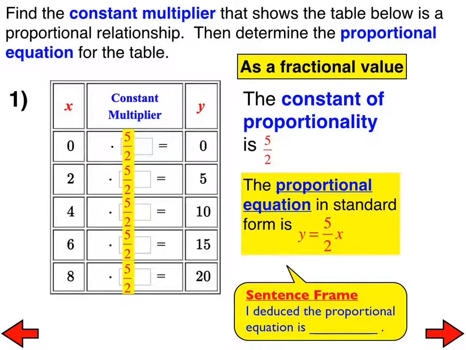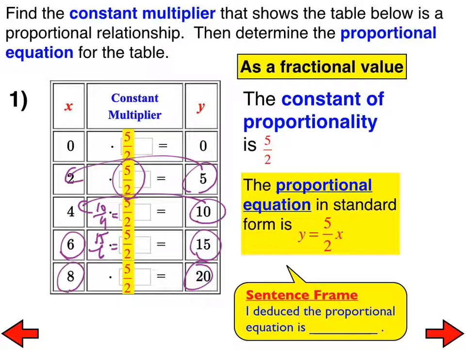And once again, that comes from the fact that this over that is 5 halves. This, 10 over 4, reduces to 5 halves. This over this, 15 over 6, reduces to 5 halves. And this over this, 20 over 8, reduces to 5 halves. Okay? Let's go ahead and turn the page. So I want you to give number 2 a shot based upon what we just talked about.